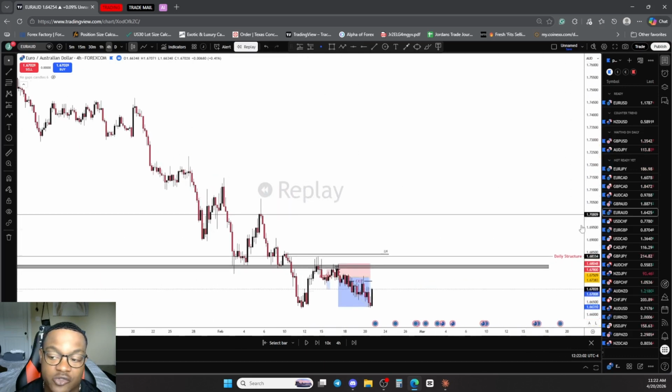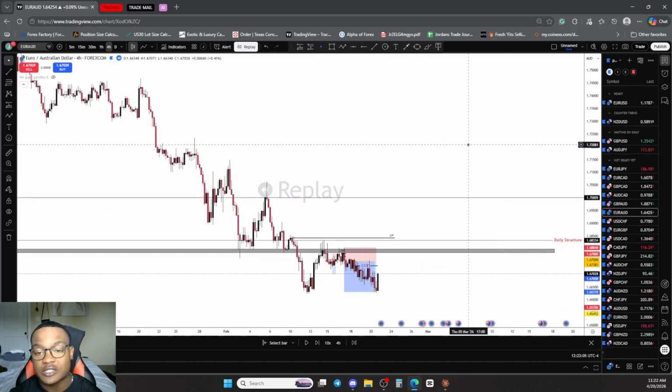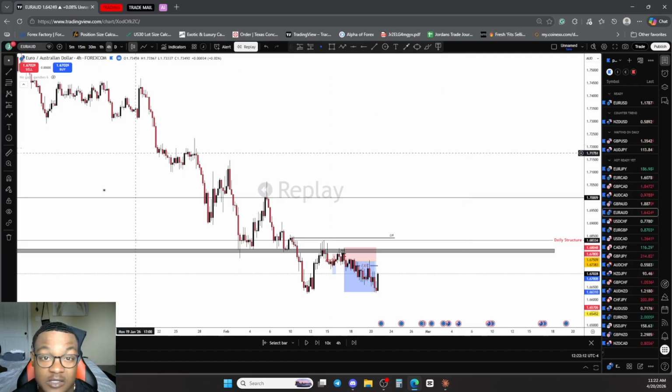So that's how we found our entries with the flow of the market. Now I'm about to show y'all a couple examples of how I found my entries with counter trend trading. So give me a second and we're about to get into those as well.